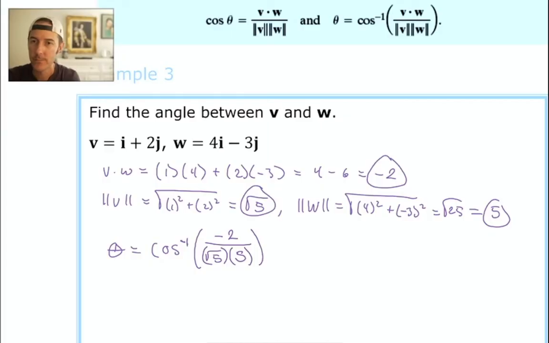So finally, let's hit enter, and I got 100.304 degrees. It's 100.305 if you round it.